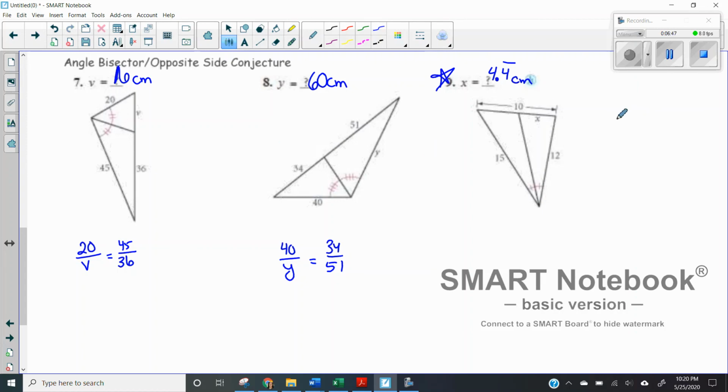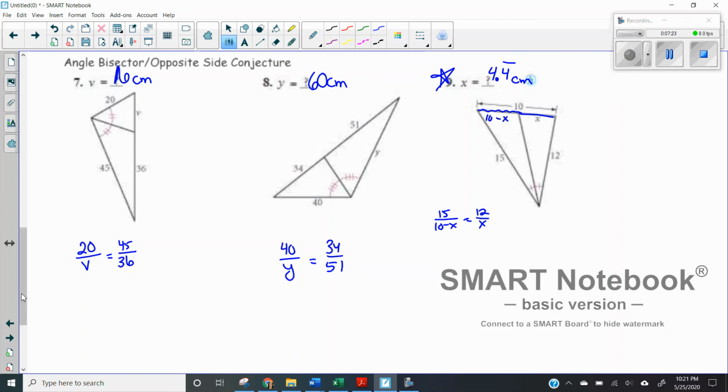So here's what we need to do. We can only have one variable in there. So if you think about this side, we're calling x, and we know together these two pieces make up a total of 10 units or centimeters. So this would have to be 10 minus x, this little squiggly piece right here. So now let me set up a proportion. I'm going to do the longer side over the longer piece. So 15 over 10 minus x equals shorter side over shorter piece, 12 over x.